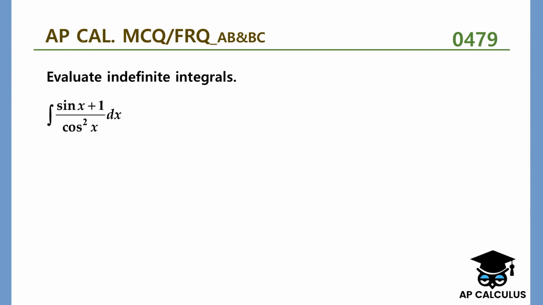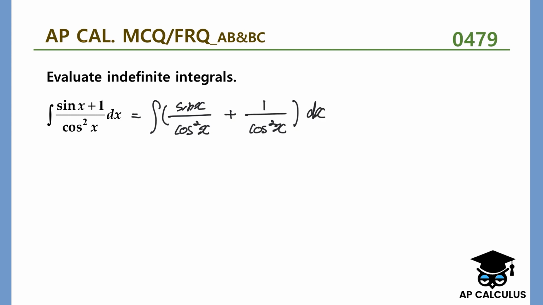Question 479. Here we have only one term in the denominator, so we can separate this numerator into two separate terms: sine over cosine squared plus 1 over cosine squared. So the integral of sine x over cosine squared x plus 1 over cosine squared x.